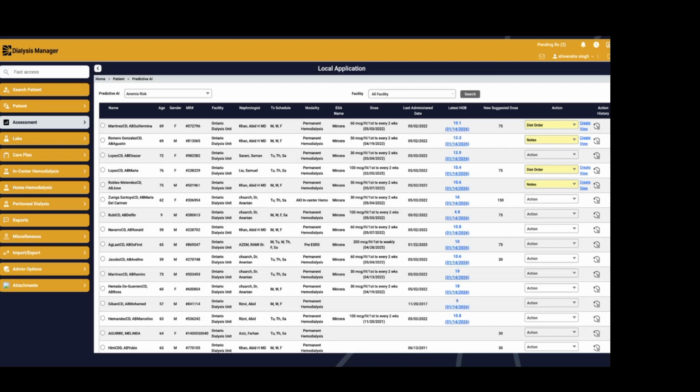I'm actually going to pass this over to Nav to talk through our anemia management model, and then we'll go back into some other of the AI features in the application.